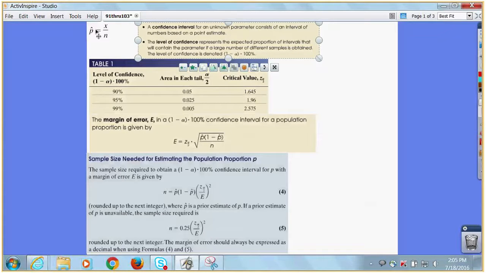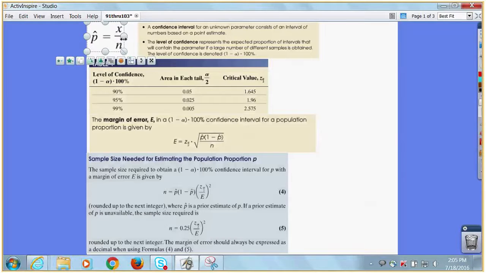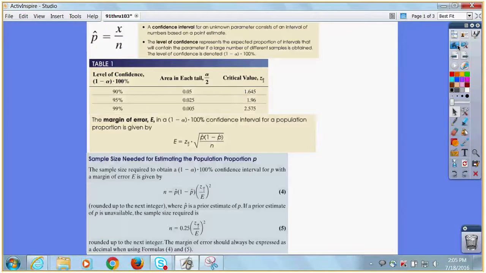This little formula right here is P hat. That's called P hat. Confidence interval versus level of confidence. This is a confidence table. Margin of error and sample size needed. These are the formulas you're going to be using in 9.1 through 9.3. Okay, so I'm going to let you write those down and let you look for them in your book.